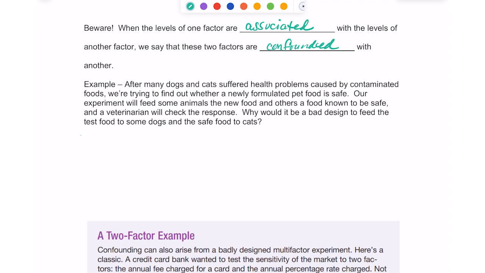After many dogs and cats suffered health problems caused by contaminated foods, we're trying to find out whether a newly formulated pet food is safe. Our experiment will feed some animals the new food and the others a food known to be safe, and a veterinarian will check the response. Why would it be a bad design to feed the test food to some dogs and the safe food to some cats? So this would simply create confounding.